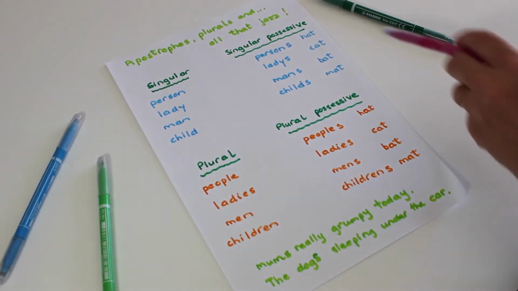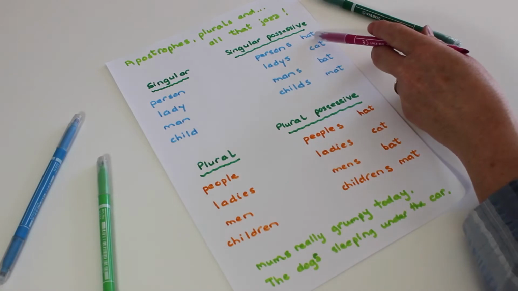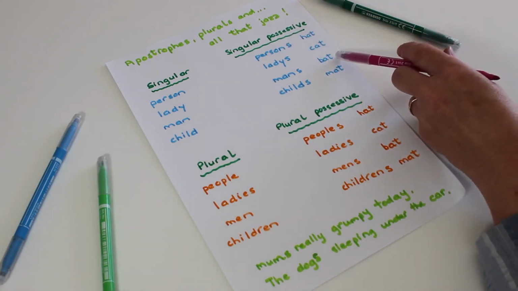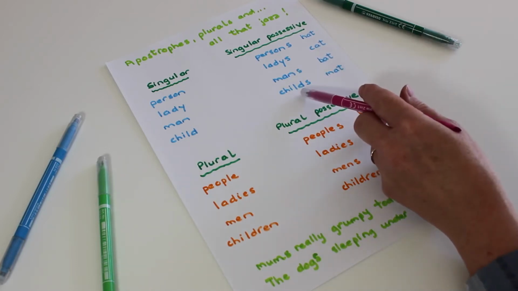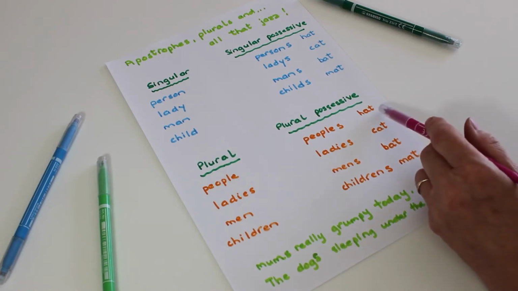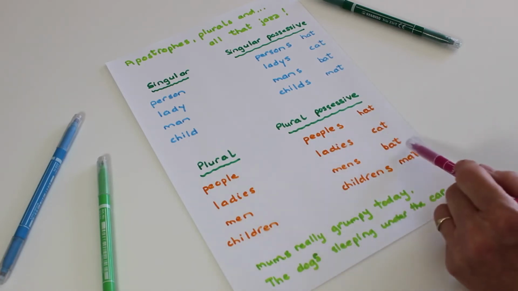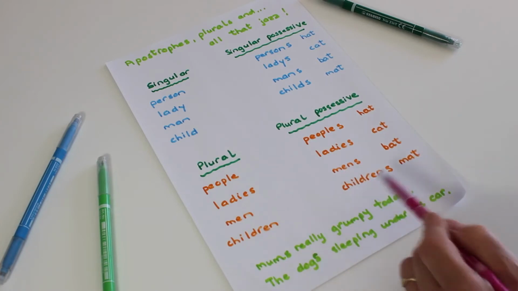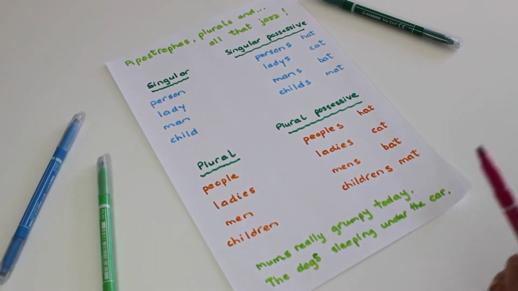The other 2 terms are singular possessive, which means that something is belonging to our noun that we had. The hat is belonging to the person, the cat is belonging to the lady, the bat is belonging to the man, and the mat is belonging to the child here. And then in the plural, the hat is belonging to the people, the cat is belonging to the ladies, the bat is belonging to the men, and the mat is belonging to the children. Now there are some apostrophes missing here, and we're going to have a look at where we would put them.